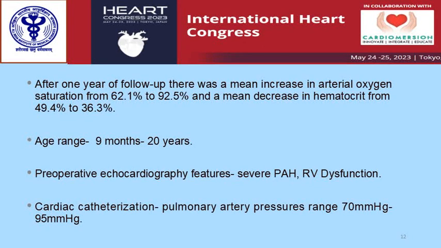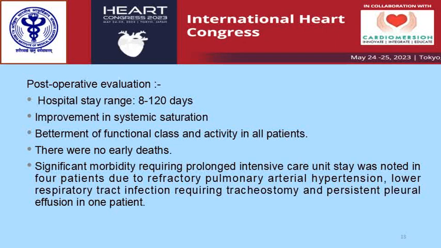After a 1 year follow-up, there was a mean increase in the oxygen saturation from 62% to 92% and a mean decrease in hematocrit from 49.4% to 36.3%. The age range of our data was from 9 months to 20 years, and the preoperative echocardiographic features were severe pulmonary artery hypertension and RV dysfunction. Cardiac catheterization showed a pulmonary artery pressure range from 70 to 95 mmHg with the mean being 82 mmHg.